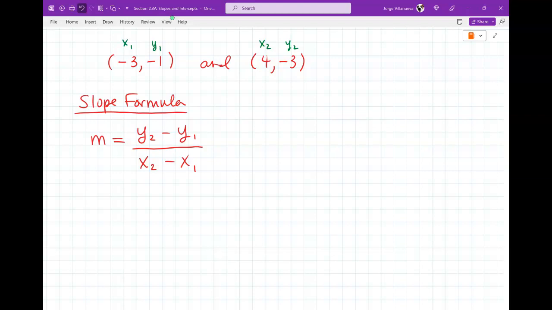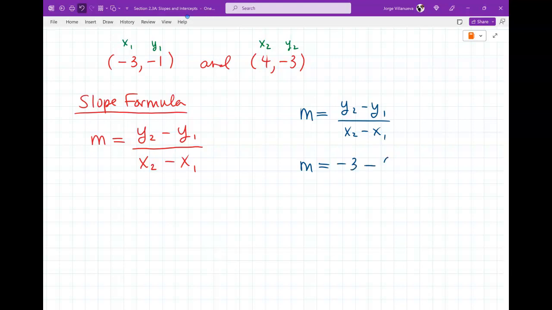So let's check the answer we just got, -2/7. Let's make sure that's exactly right. We're going to use those points. Okay, so m is equal to y2 minus y1 over x2 minus x1. What's my y2 value? -3 minus, what's my y1?